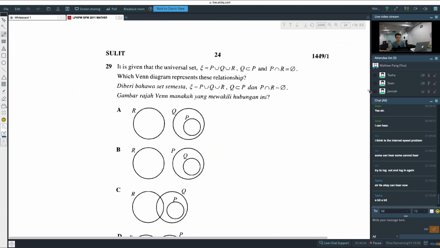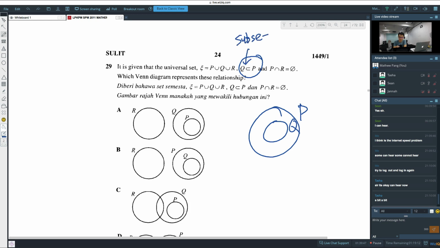Okay, 29. It's given that the universal set is this. So the universal set is P union Q union R, and Q is a subset of P. When I say Q is a subset of P, Q should be inside P. Therefore, we call it a subset. And P intersect R equals the empty set. If you see the empty set, it means P cannot intersect with R.